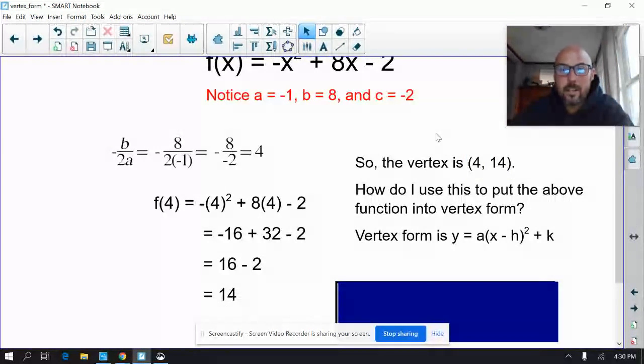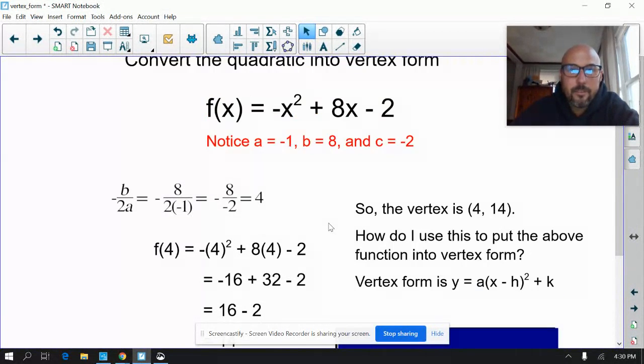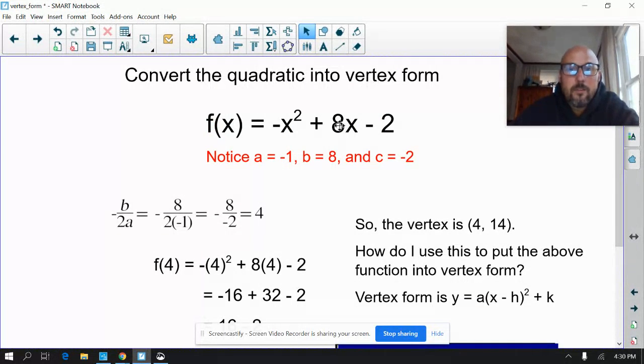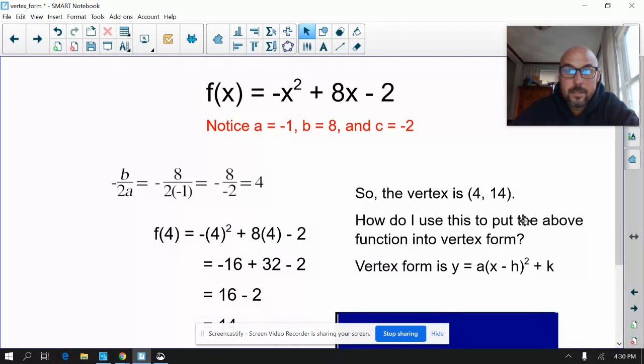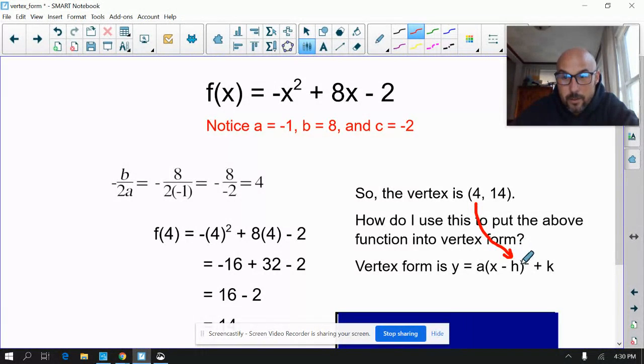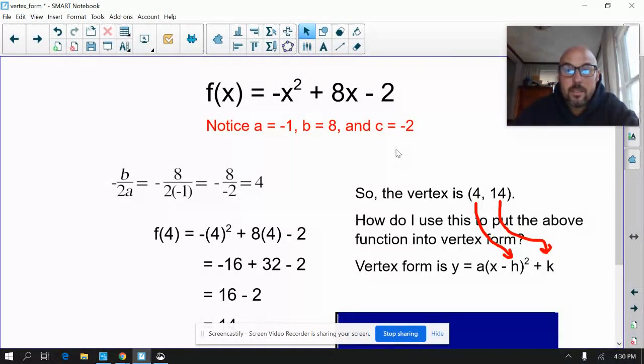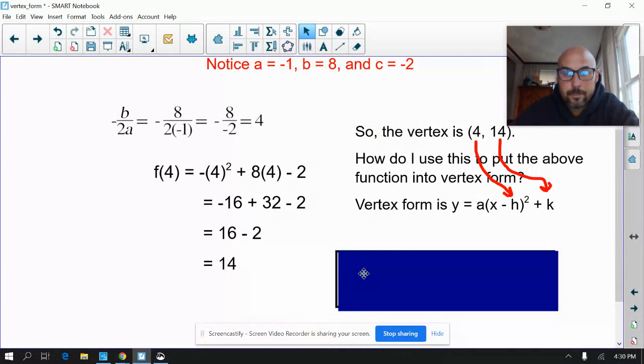So I have the x part of the vertex, 4, and the y part of the vertex, 14. So that's the vertex. So what? That's not vertex form. What's the vertex form of this? Well, knowing the vertex is important because this 4 right here is the h value in this formula. The 14 is the k value. So it does help you. It gives you the h and the k.